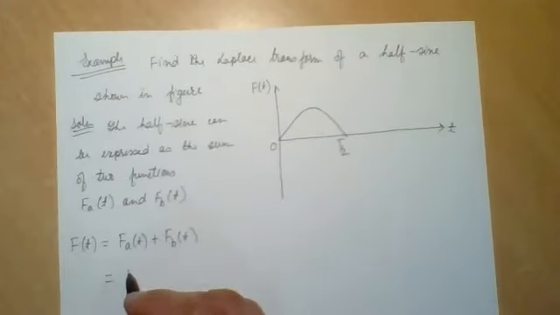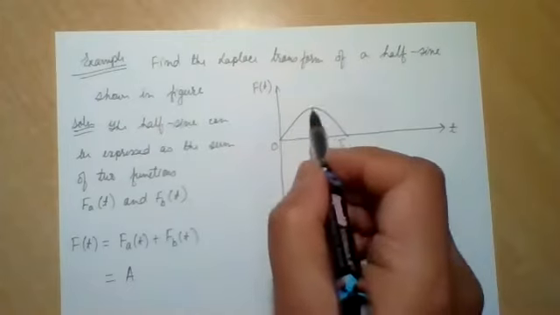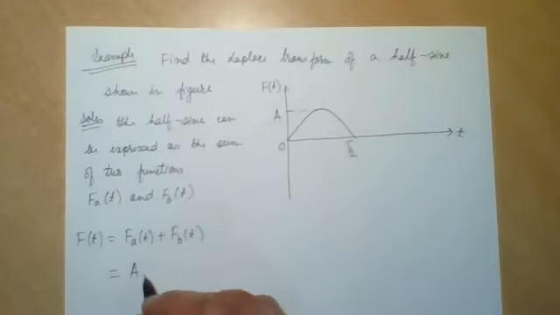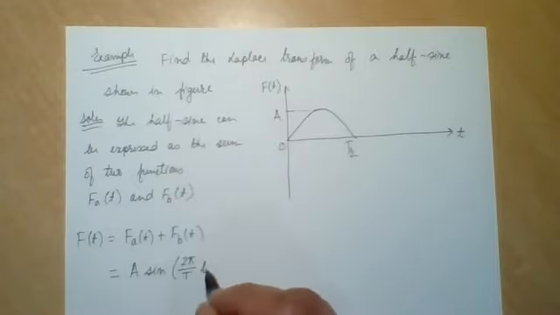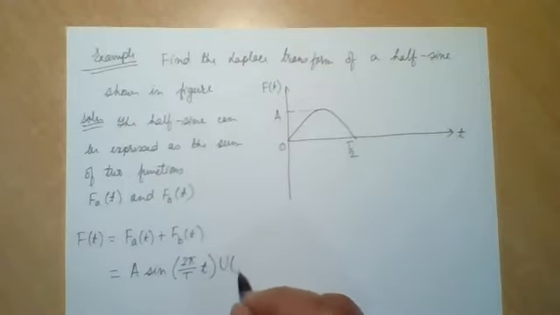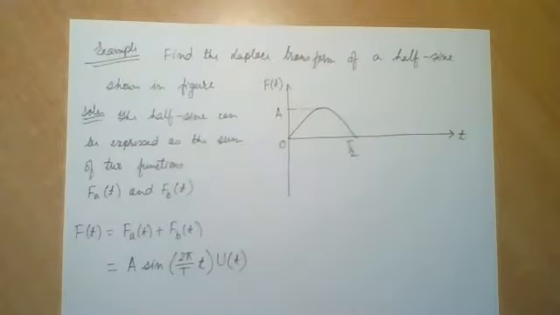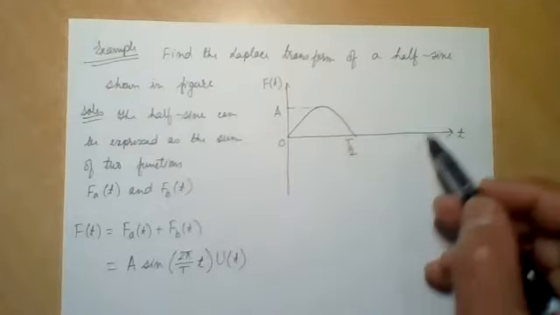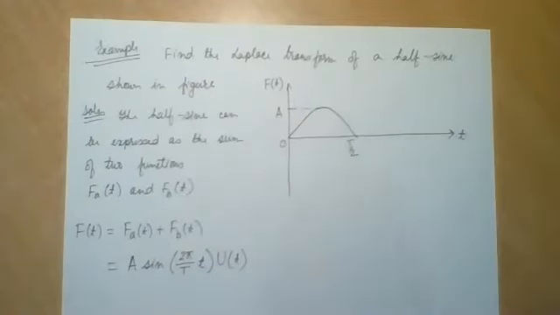FAT is A, so the maximum amplitude is A here. A sine twice pi by T times t. T is the period and small t. U of t. This is the first term. If we plot this first term, what will we get? For t less than 0, it will be 0. For t greater than 0, it will be the sine wave. It will go like this.